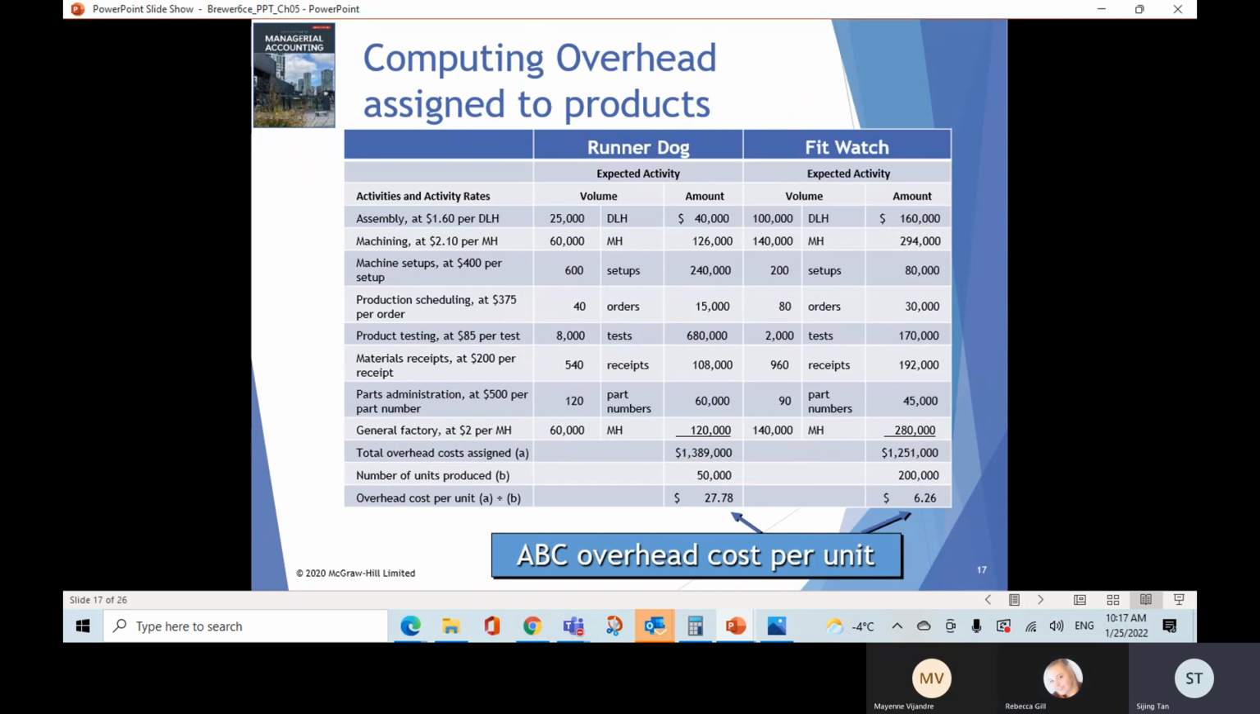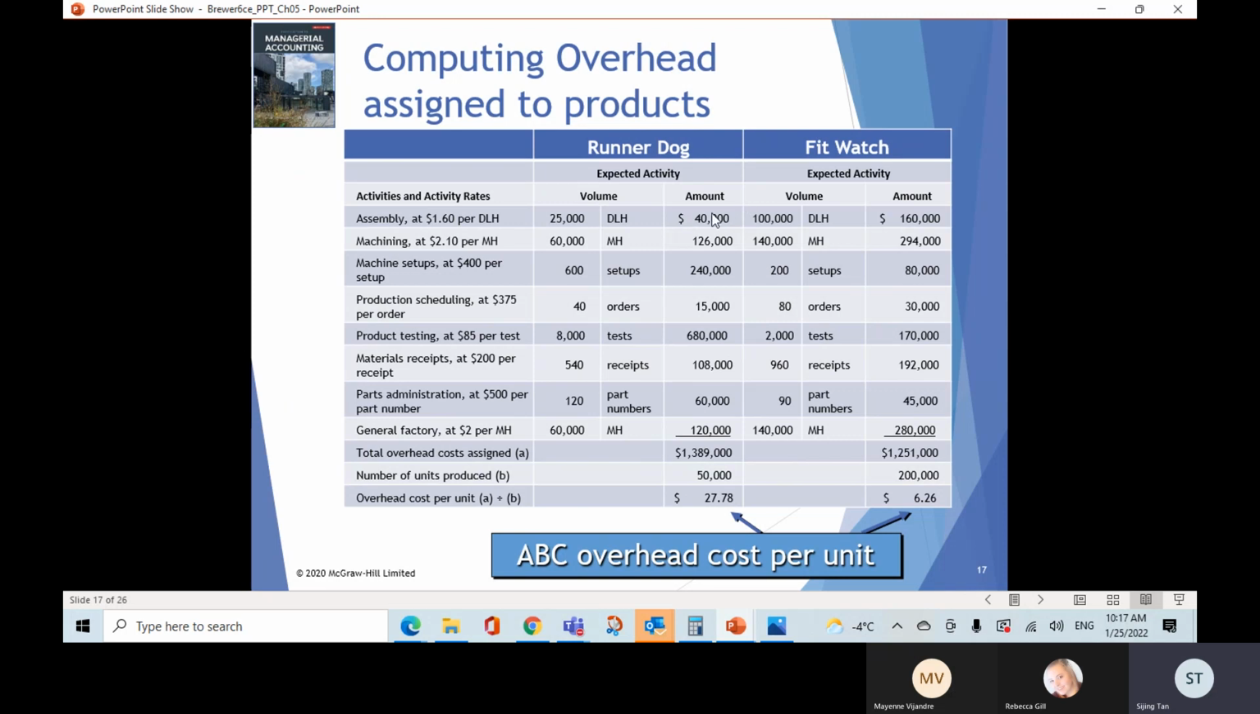Now, when we take a look at runner dog and feet watch, because we know that the volume is different between those two products, right? So assembling, we have calculated at 1.6 per direct labor hour. Then our runner dog will spend 25,000 hours to produce the product. So the total will be 1.60 times 25,000. You get 40,000. The same calculation will follow for feet watch, 100,000 direct labor hours, times the 1.6 as the activity rate. So you have $160,000 as a total amount.